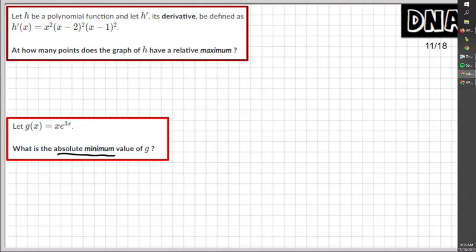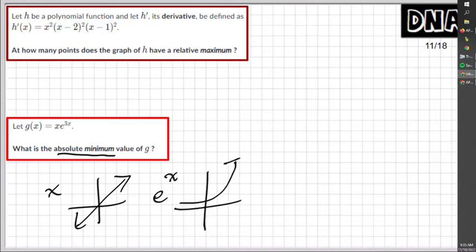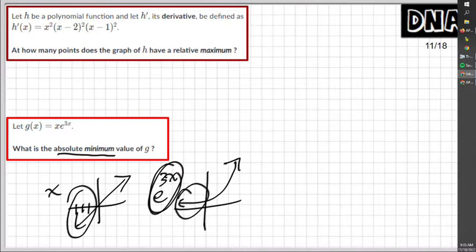Now I know what an x looks like. That graph goes like this. I know what an e to the x looks like. That graph goes like this. So it looks like if we were to multiply these y values together, all of these would be positive. And if I put a 3 right here, it's not really going to change anything. But the negative x values will give you a negative y value. And if I multiply a positive by a negative, that means, yeah.